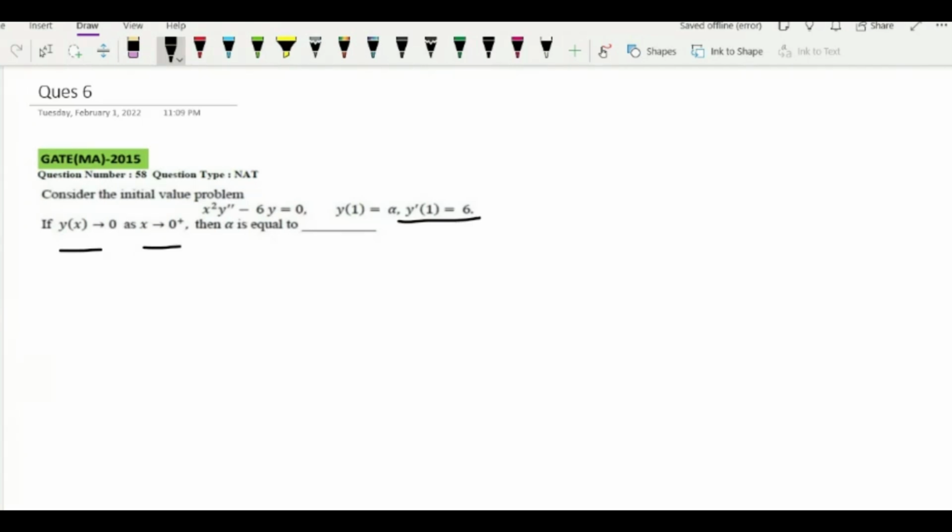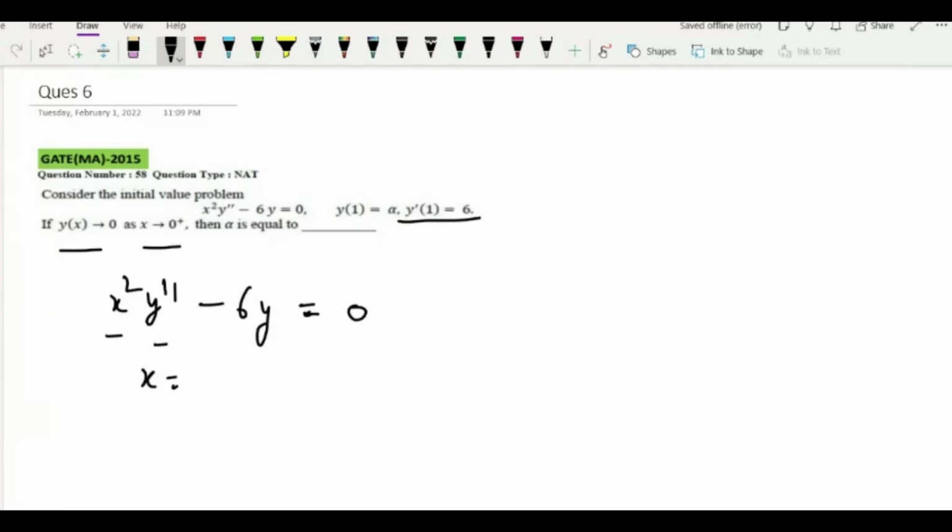So this is a very different question from all the questions. We have given here x² y'' + x y' − 6y = 0. Again, this is the Cauchy-Euler equation. Here we have x power 2 and the derivative order is also 2. And here x power 0 and there is no derivative. So this is a Cauchy-Euler equation.